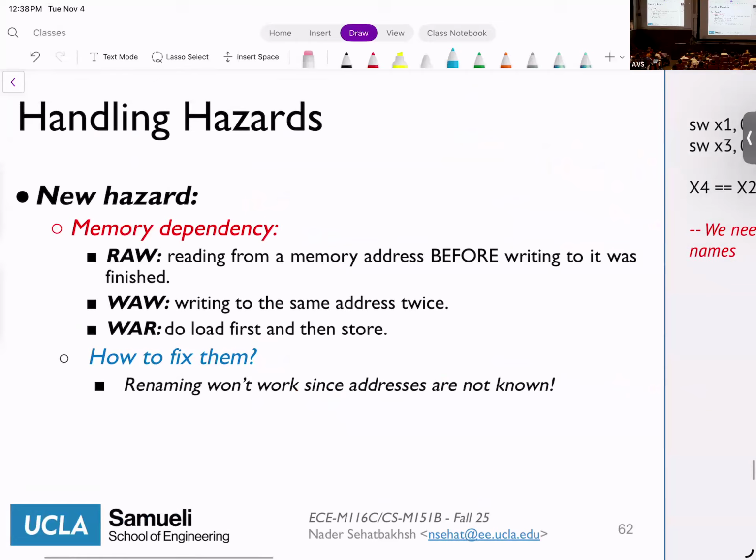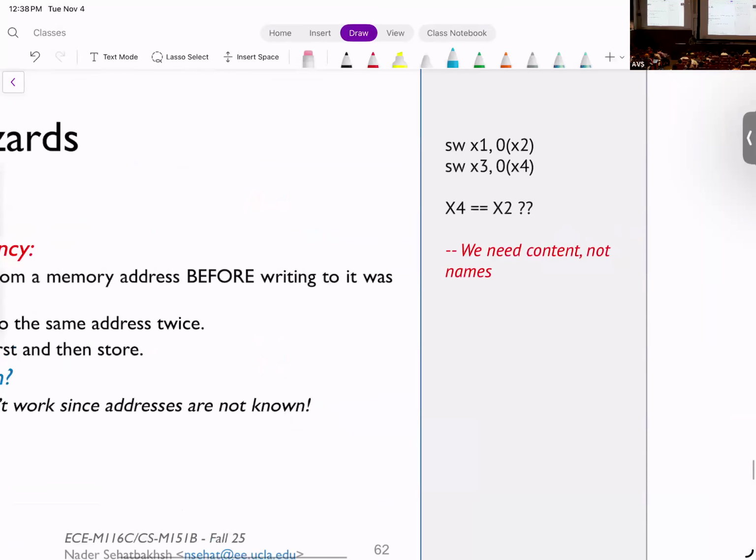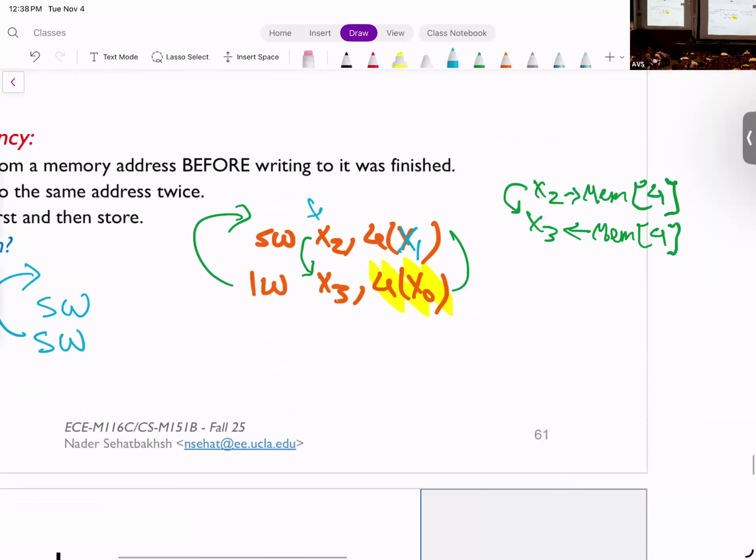And keep in mind that renaming is not going to fix this issue, because renaming is for registers, not for the addresses, okay? So I will rename this, for example, to P1, and I rename this to P0 or whatever. You still need to know whether P1 and P0, or P1 and P2, have the same value. If you're talking about values, we're not talking about the register names themselves, okay? So renaming is not going to fix that problem.